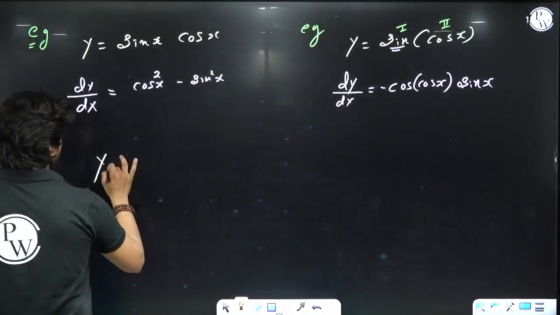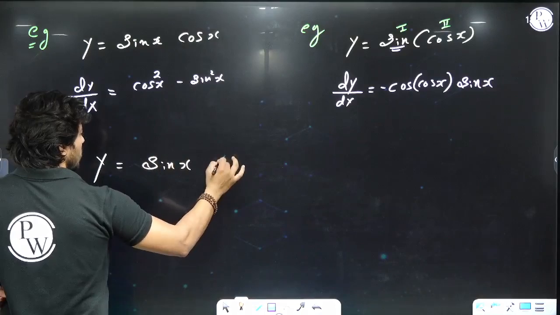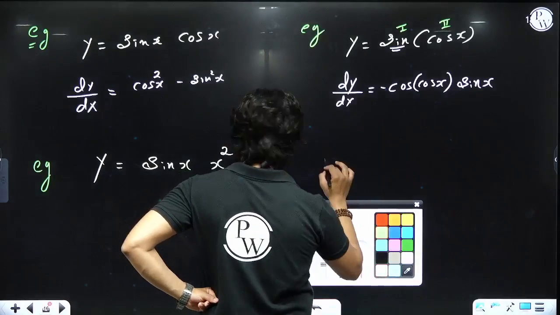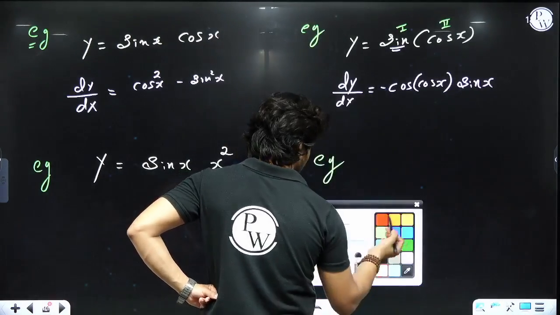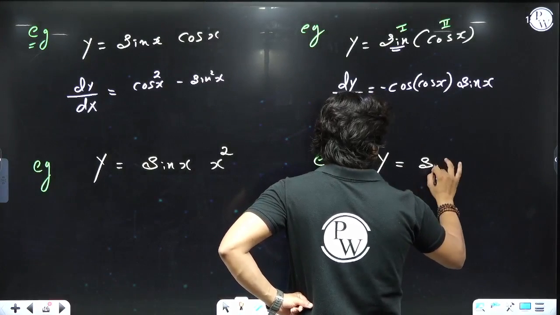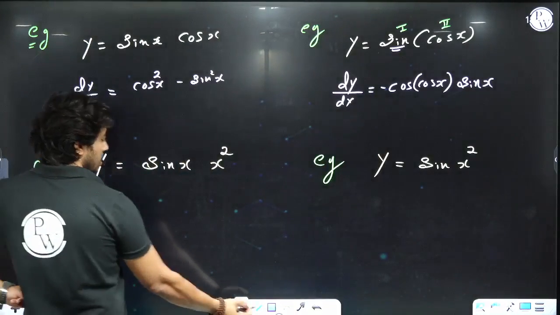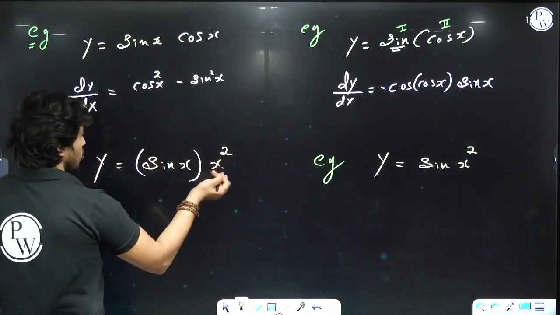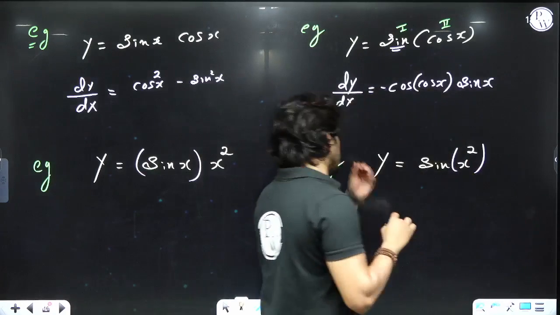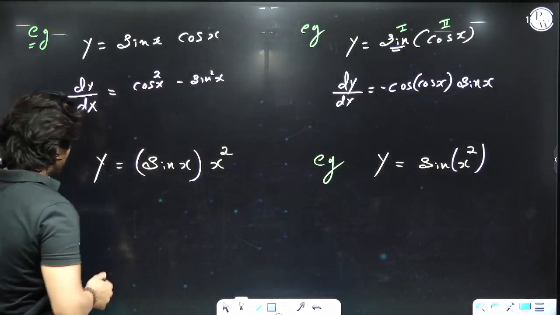Let's write one more function. Y equals sin x into x square. And another function I'm writing. See, these functions look very similar, but just try to understand the difference between them. This is sine of x square. Is there some difference between them? Yes, sir, there is a very big difference. It is sin x into x square. And this is sine where, instead of x, it has been given as x square. So in place of x, we have x square.